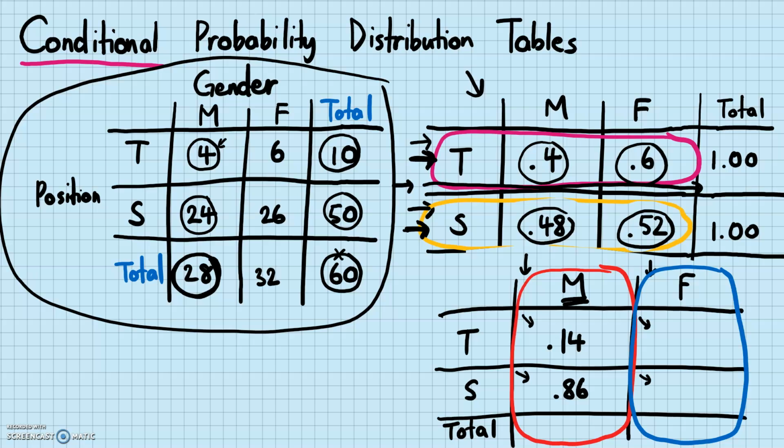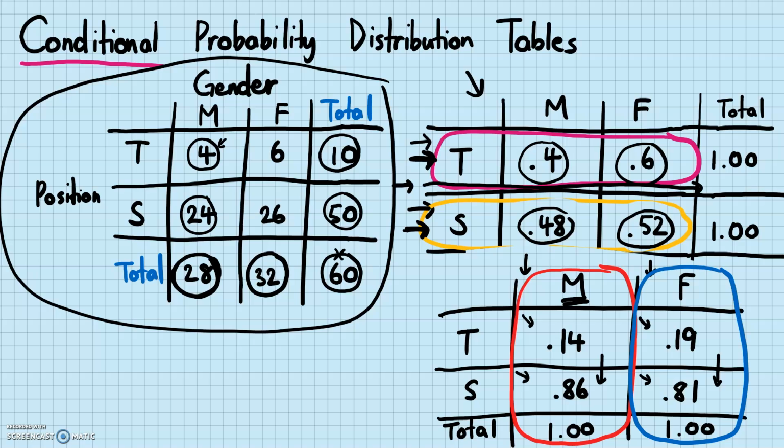For the female part, we're going to be doing 6 divided by 32. We're looking at this number right here. So about 0.19. And then 26 divided by 32 is going to be 0.81. And again, if you add these up like this, you have to get 1. And what do these tell you?